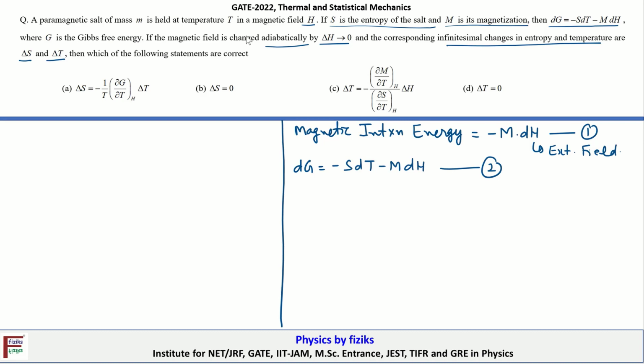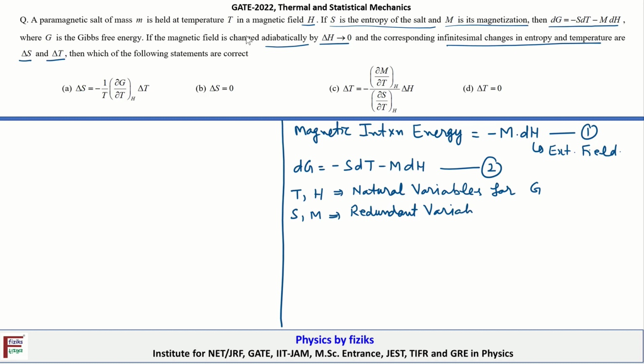So here we notice that T and H, temperature and the magnetic field, are the natural variables for the Gibbs free energy G for this system. And we also notice that S and M are the redundant variables for G. I'm going to explain the meaning of these redundant and natural variables here.